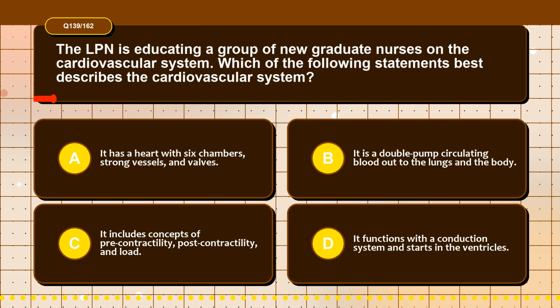Question 139. The LPN is educating a group of new graduate nurses on the cardiovascular system. Which of the following statements best describes the cardiovascular system? Here are the options. Option A. It has a heart with 6 chambers, strong vessels, and valves. Option B. It is a double pump circulating blood out to the lungs and the body. Option C. It includes concepts of precontractility, postcontractility, and load. Option D. It functions with a conduction system and starts in the ventricles.